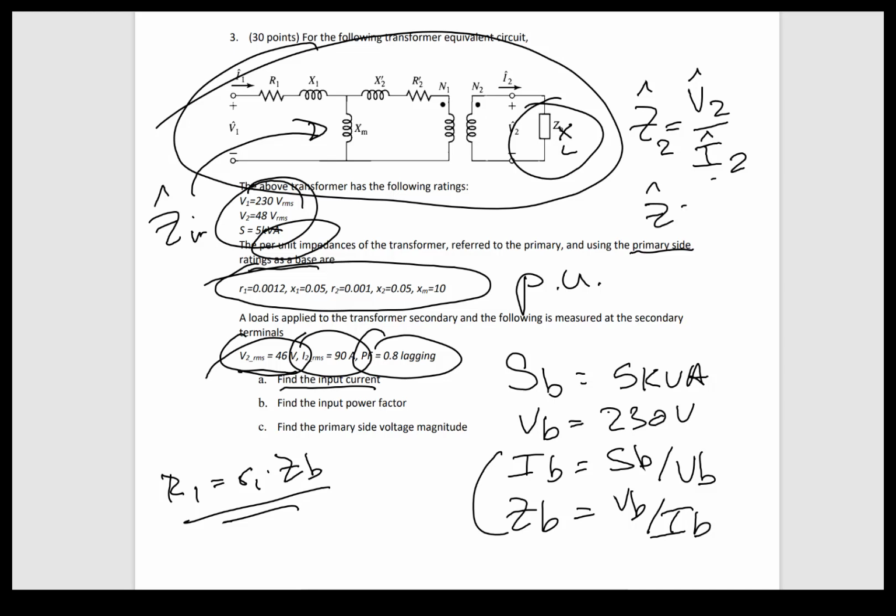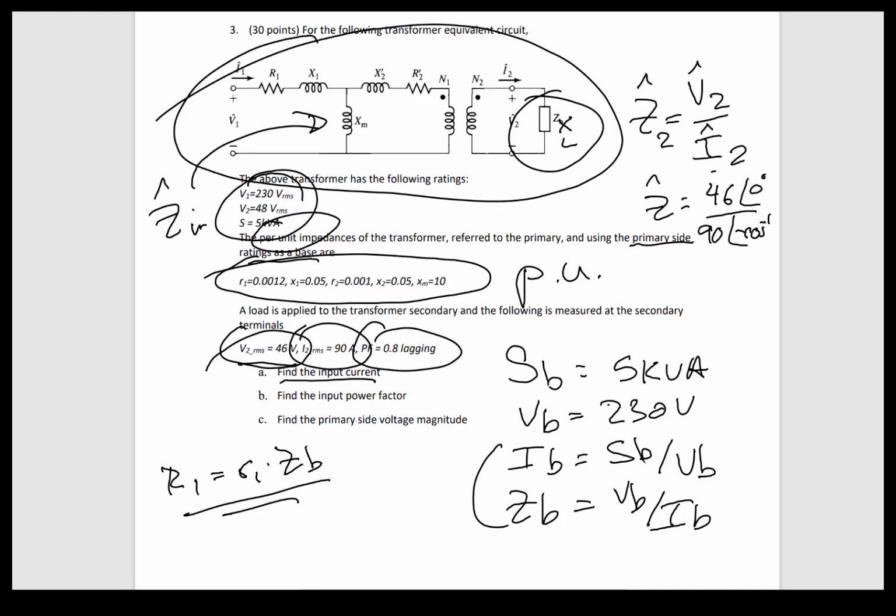So it's essentially 46, and that means this is 0 because we defined it right at that point, divided by the current, which is 90 at an angle. It's lagging, so there's a negative inverse cosine of 0.8. And that's the Z. Then you just move it over to the other side and solve the problem.